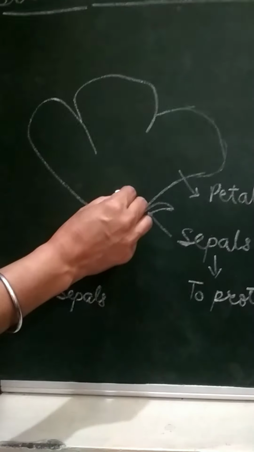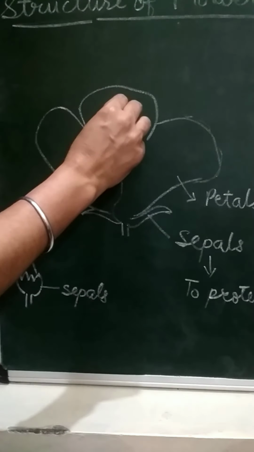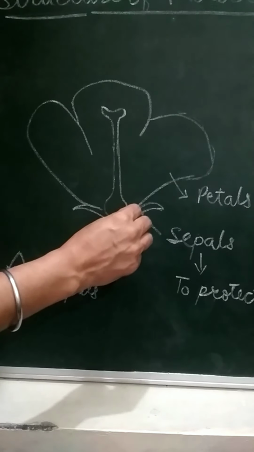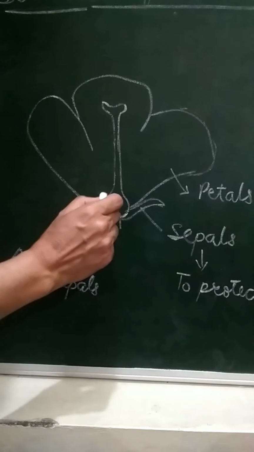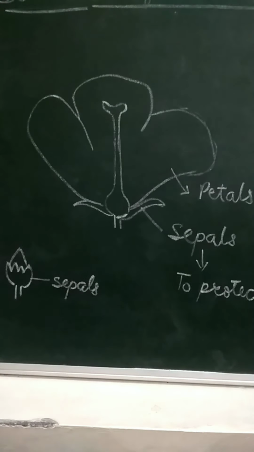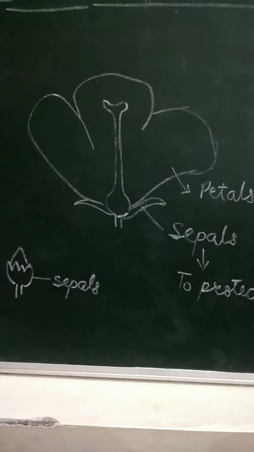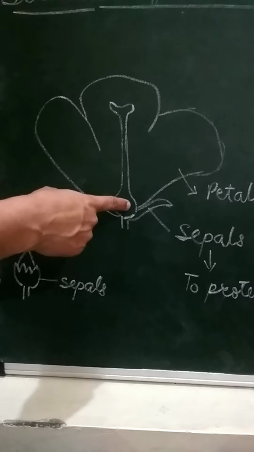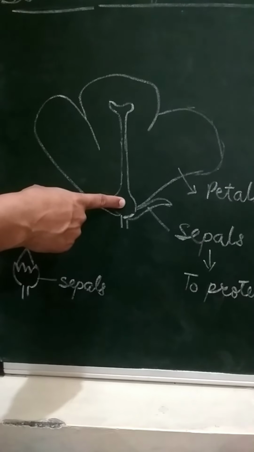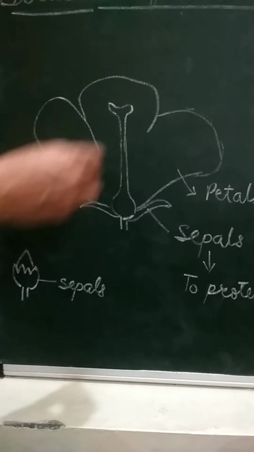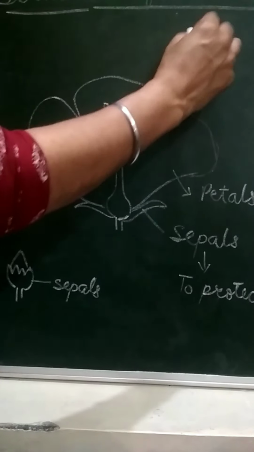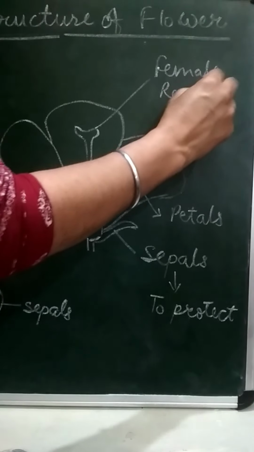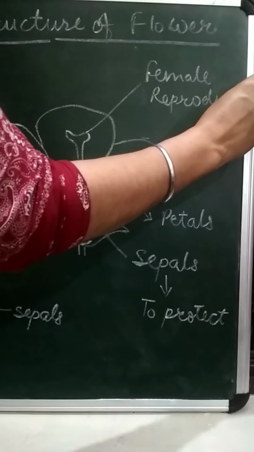The next part which we see in a bisexual flower, where both the sexes are present, like hibiscus and mustard. This is the first sex of the flower, which is responsible for the reproduction process. This is the female reproductive part.